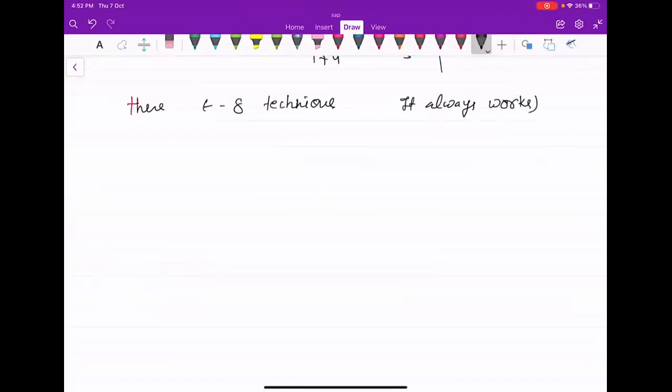So what is that? This is given: epsilon greater than 0. Find another number.